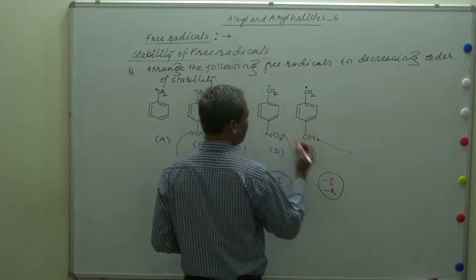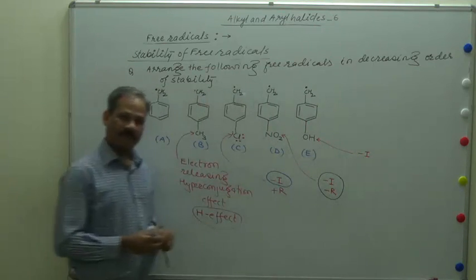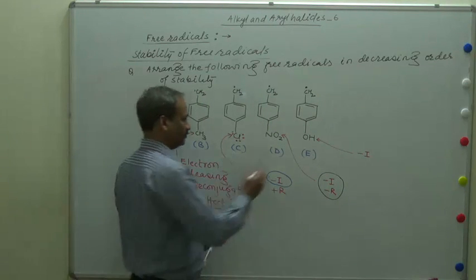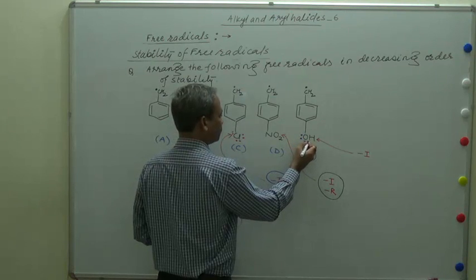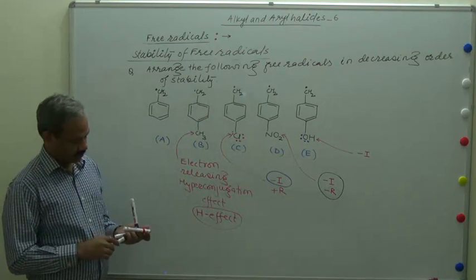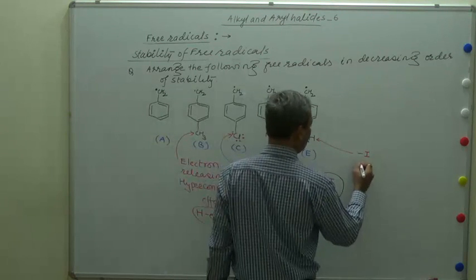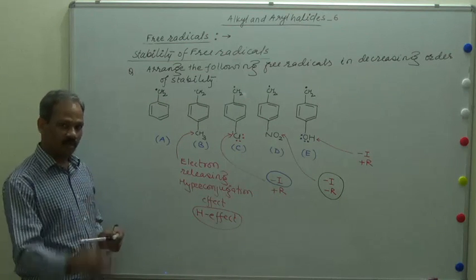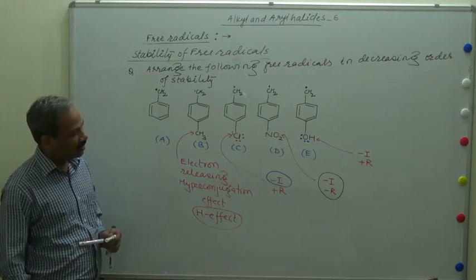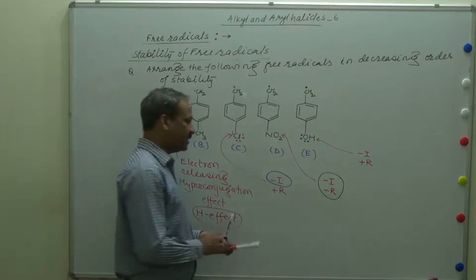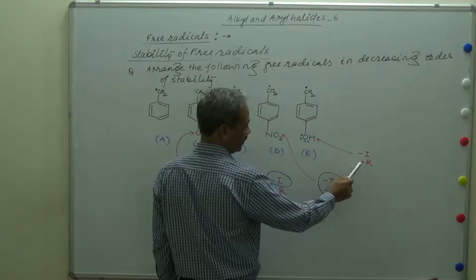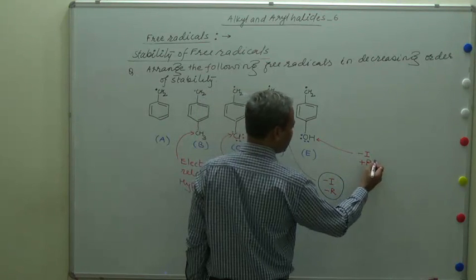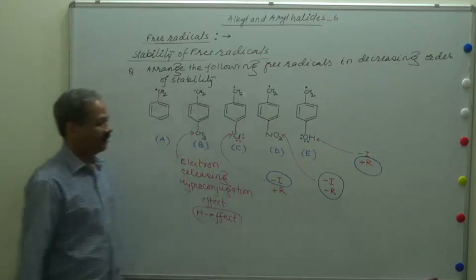Now for OH, the electronegativity of oxygen is more than that of carbon, so it shows minus I effect. And there are lone pairs of electrons on this oxygen atom, so it also shows electron releasing resonance effect. So you can remember that whenever an OH group is directly bonded to a carbon-carbon double bond or directly bonded to a benzene ring, it shows electron releasing resonance effect. So for this OH group, out of its electron withdrawing inductive effect and electron releasing resonance effect, its resonance effect dominates over inductive effect.